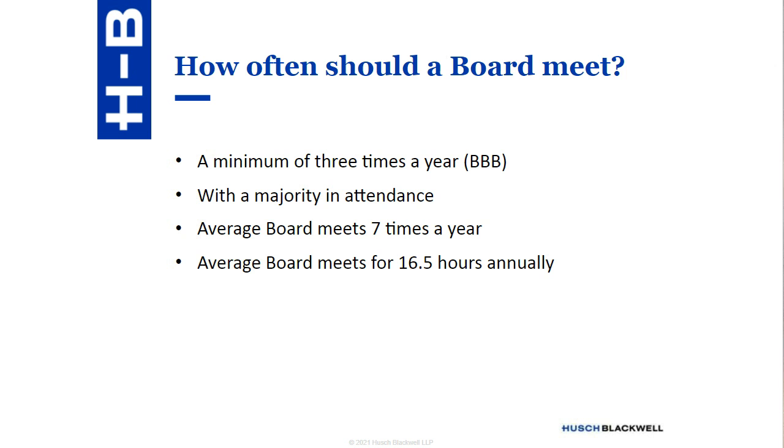How often should the board meet? A minimum of 3 times a year is what the Better Business Bureau says, with the majority in attendance. The average board meets 7 times a year and meets for 16.5 hours annually. So this is one of the questions that was raised: how long should board meetings be? There's really no absolute number that you can point to. If the average board meets 7 times a year and meets for an average of 16.5 hours, that's somewhere over 2 hours and perhaps under 3. That's what I've seen in my experience as being kind of average board meetings.